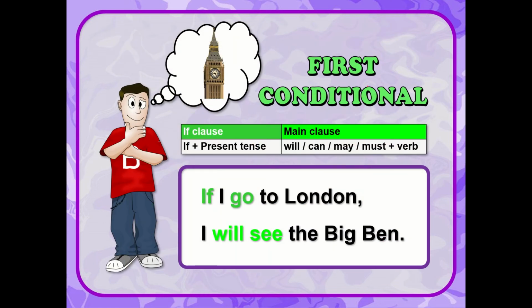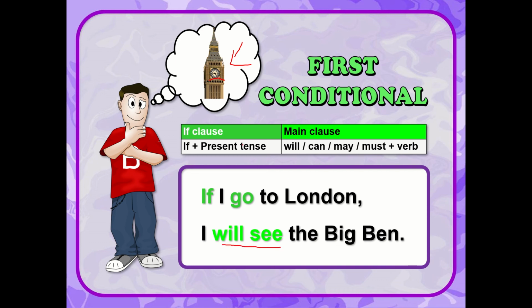Now let's talk about first conditional. First let's see the example. If I go to London, I will see the Big Ben. This here is the Big Ben. It's a tower with a watch in the center, the Big Ben. So if I go to London, I will see the Big Ben.